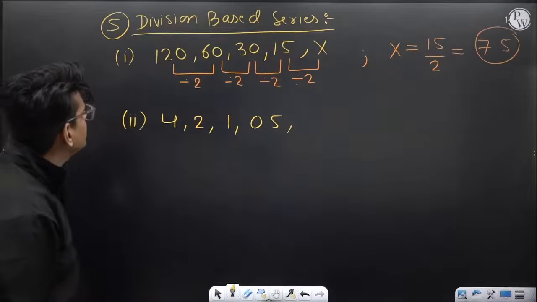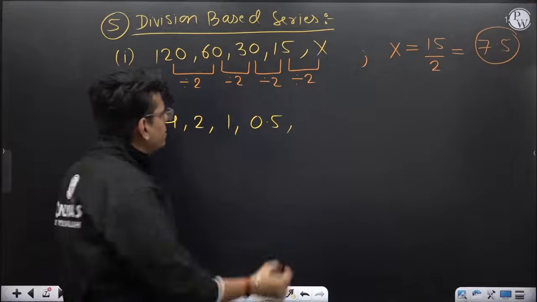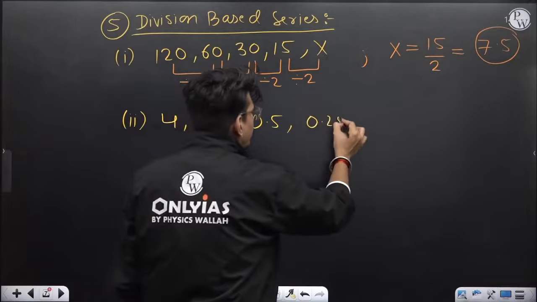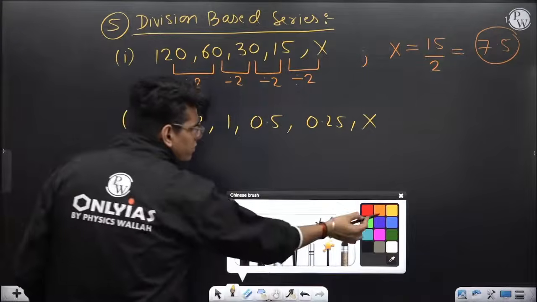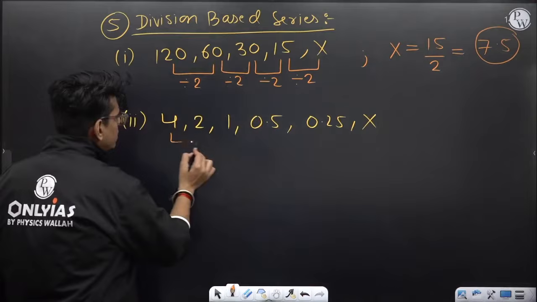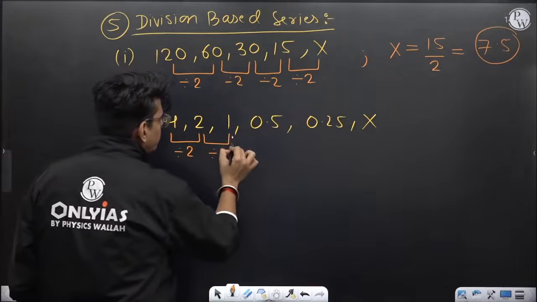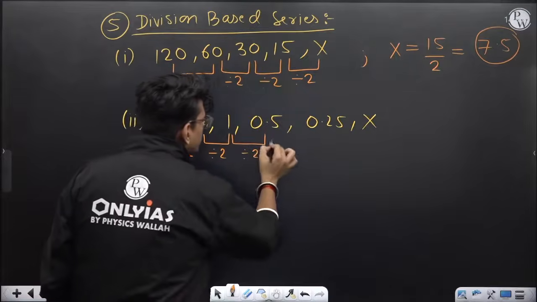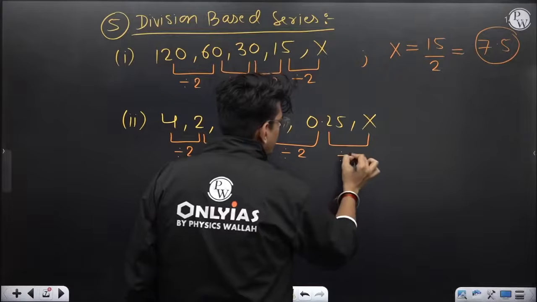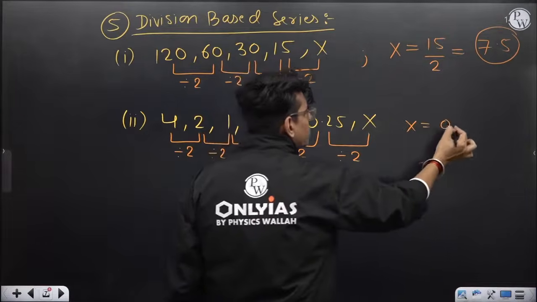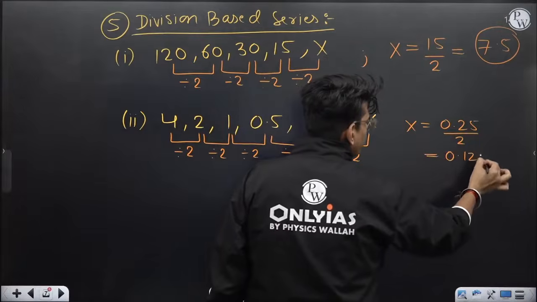In division series, the terms keep on decreasing. So the next term here is 0.25 and we are asked the value of x. If you see here also, the division happening is by 2. This is divided by 2, this is again divided by 2, again divided by 2, again divided by 2, and again divided by 2. So x is nothing but 0.25 by 2, which is 0.125.